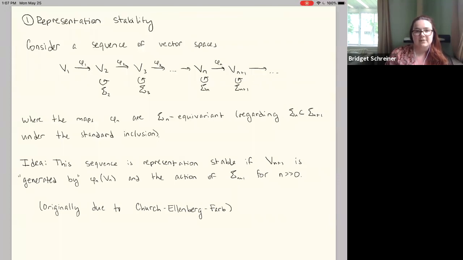And the idea of representation stability is that the sequence is representation stable if the n plus first vector space is generated by, and I'm being a little vague about what I mean by generated by, but it's generated by the image under phi n of the nth vector space and the action of Sigma n plus 1 for n large enough. This idea was originally due to Church, Ellenberg, and Farb, and the original definition is a little bit unwieldy, so I'm not going to give the specific definition here.